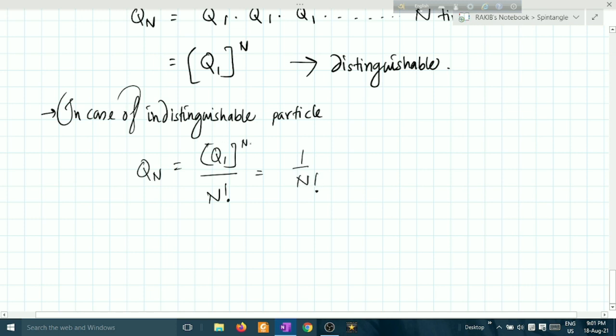What is the value of q1 power n? Our q1 means V upon lambda thermal cube, and the power of q1 here will be an extra n, and in the very front of the equation there is a factor of 1 upon n factorial. This is the indistinguishable particle case you have to remember for your problem solving approach.